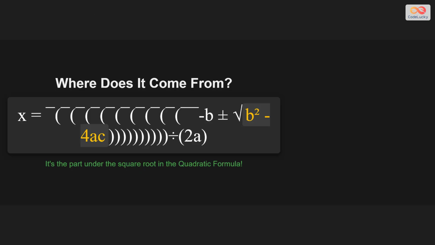So where does this expression come from? It's found inside the quadratic formula, right under the square root symbol. This special placement is what gives it its power to tell us about the solutions to an equation.